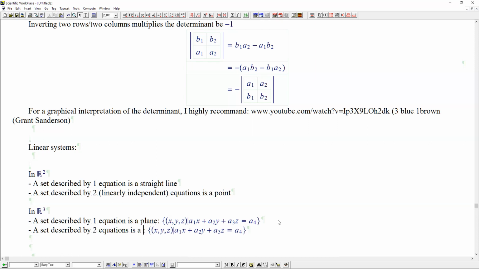So you have to guess again. It'll be a line. Yes. And so if I have a second equation, so I have, say, P1 plus P2 plus P3 equals B4. This is a line.